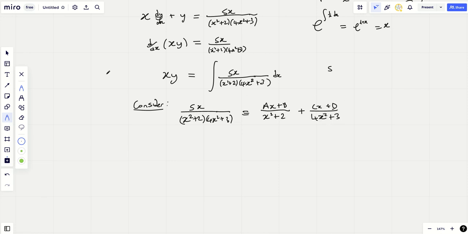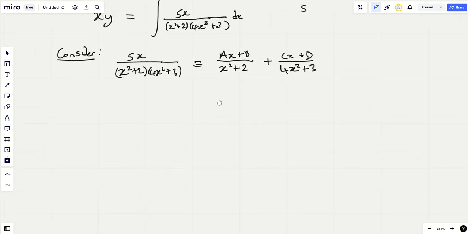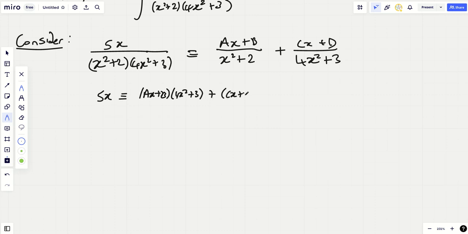Now when I look at this, I think, well, you can either try and do it in a really sort of showy way using i, which I might do at the end of the video if anybody's still watching, or you can actually just do it the boring way. 5x is identical to, it's going to be that times that times that, so we've got ax plus b times by 4x squared plus 3, and then cx plus d times by x squared plus 2.